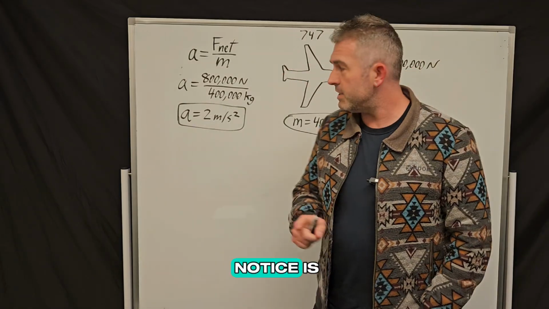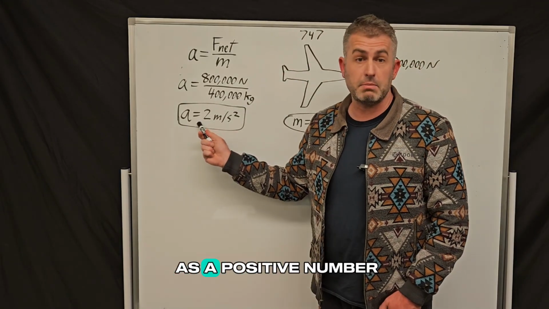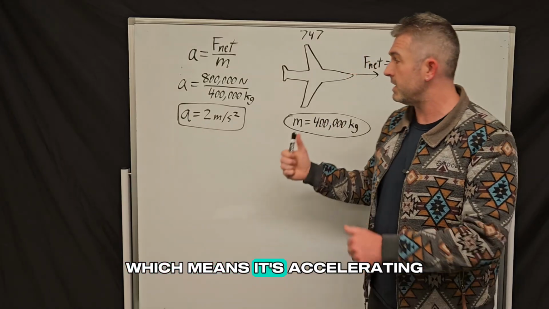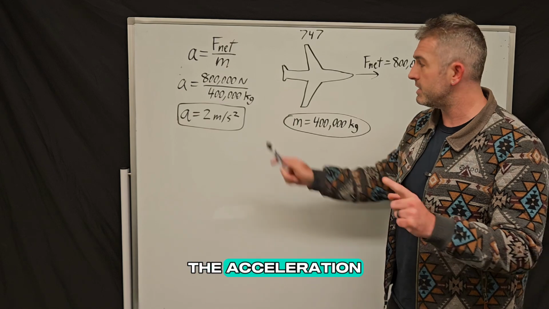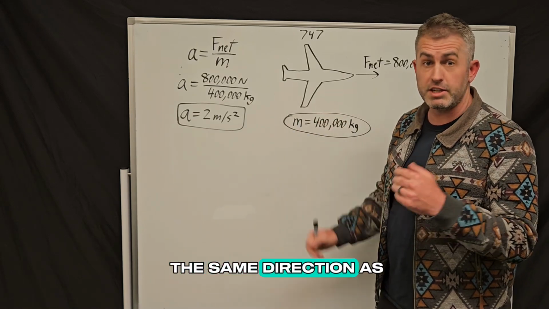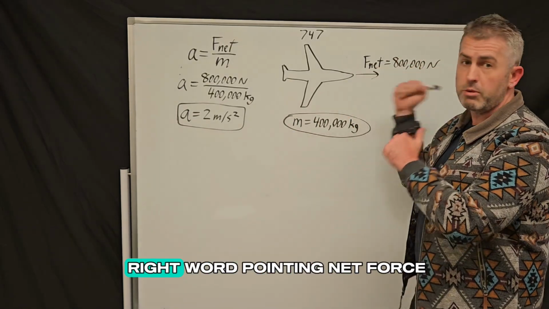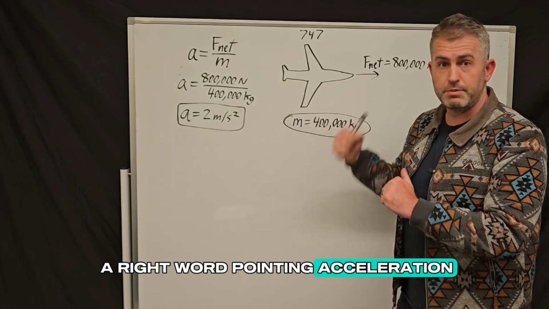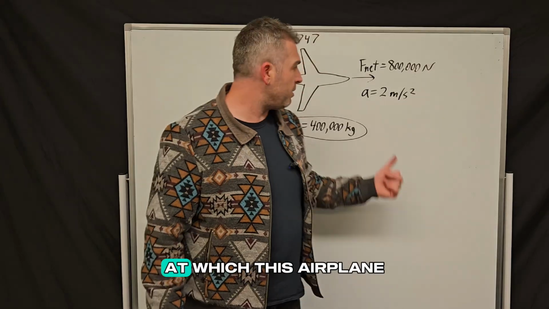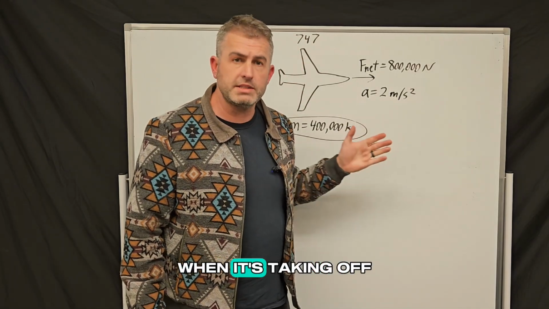One other thing to notice is the acceleration came out as a positive number, which means it's accelerating to the right, our positive direction. And remember how I said the acceleration should always be in the same direction as the net force. Because we have a rightward pointing net force, we of course get a rightward pointing acceleration. Okay, so we know the rate at which this airplane is accelerating when it's taking off.